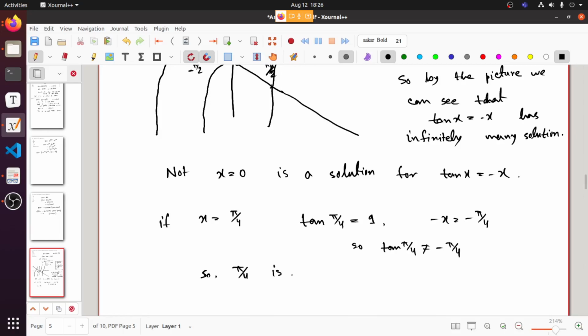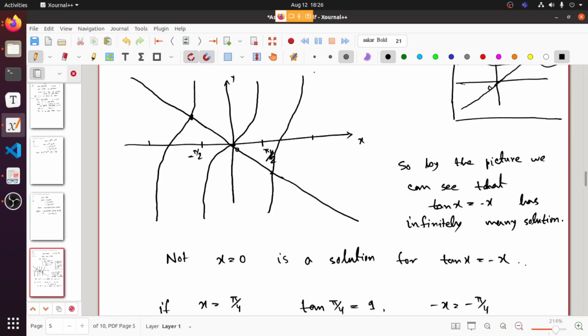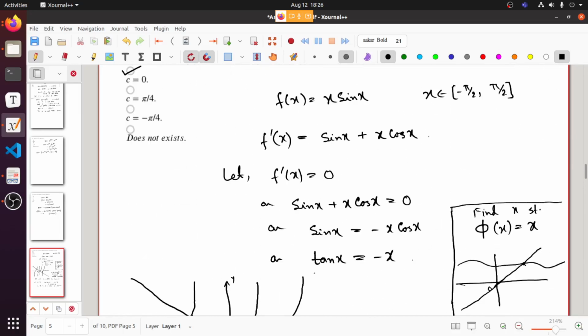So pi by 4 is not a solution for tan x equals minus x. So the second one is false. Similarly, you can see minus pi by 4 will not be a solution of tan x equals minus x, right? So B, C will be false, and "does not exist" will also not be true.